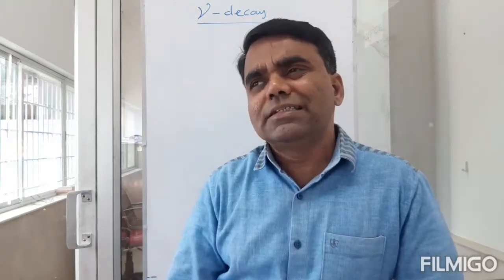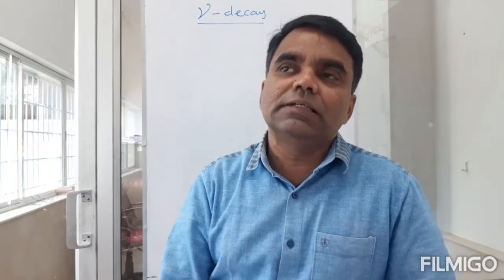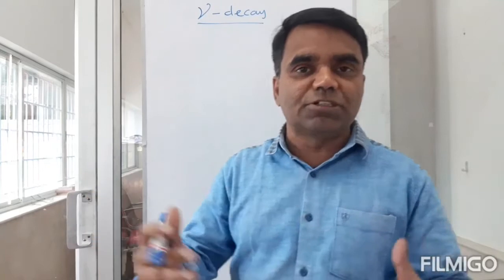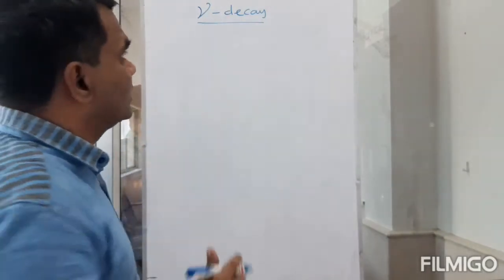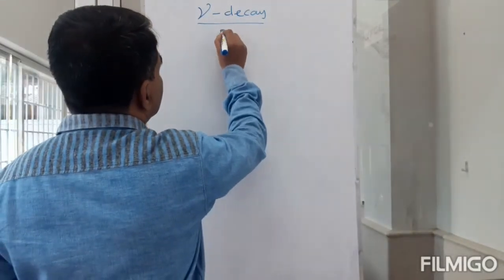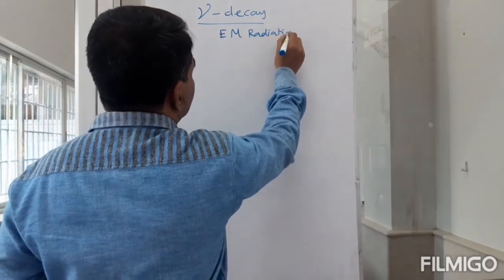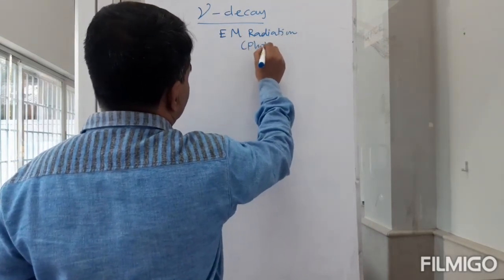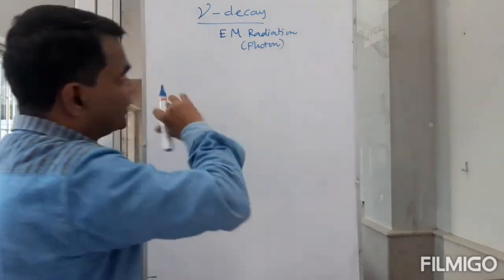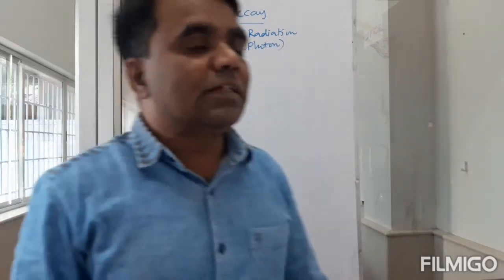The gamma decay is slightly different. As I told you, it's a photon emission. Light comes out. Light in the sense, electromagnetic radiation comes out of it. Not visible light, it's electromagnetic radiation. So, photon, or light, that is what is coming out. So there is no change in the element.